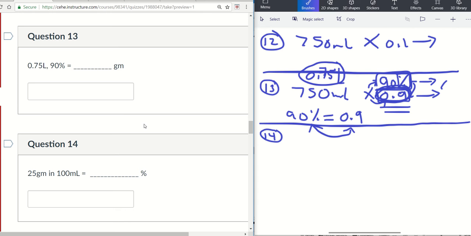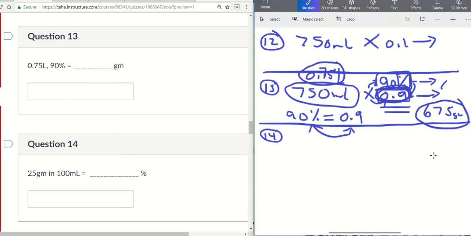68. Wrong. 0.75 mL? No, you want liters. That's 0.75 liters times 1000. So you got to look at your units. 750 mLs times 90%. Make sure you end up with 675. So as long as you end up with 675, you'll be fine. Yeah, I got the 675. Okay, so you're good.